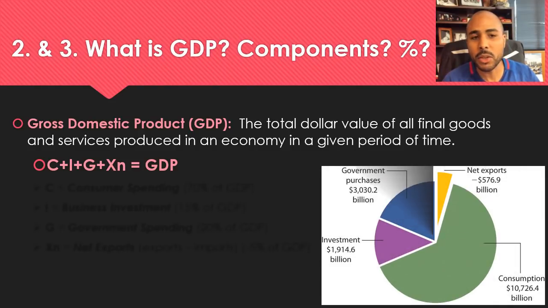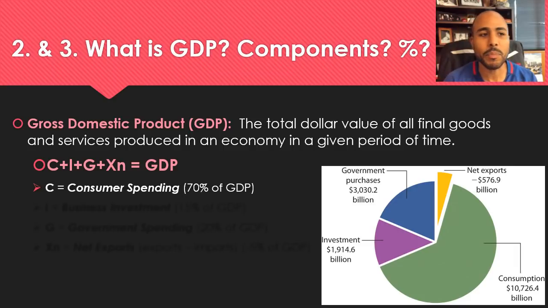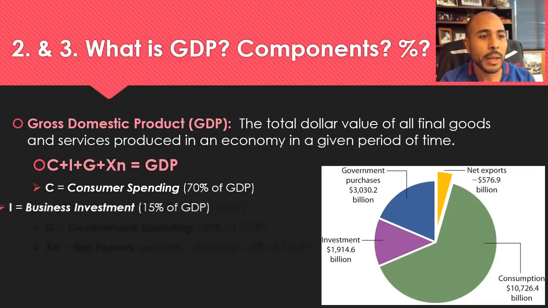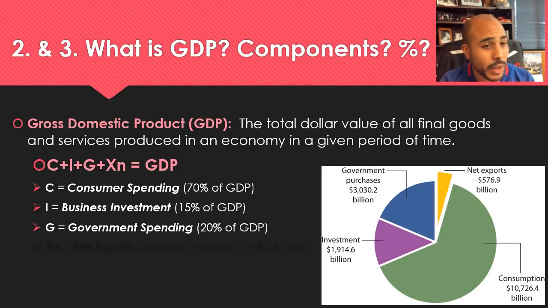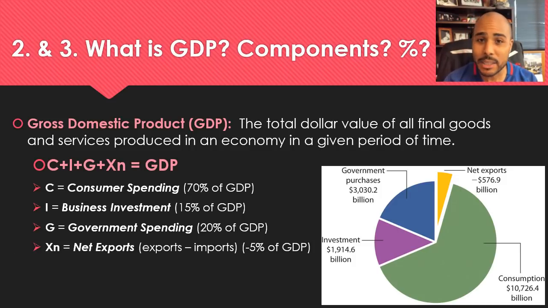Okay? Here's a little pie chart to show you how that breaks down. So consumption or consumer spending makes up about 70% of our GDP. It's the biggest part. Business investment accounts for about 15%. It's pretty big, but it's not the biggest, okay? Now, government spending is slightly bigger than business investment. Government spending accounts for about 20%. And then last up is net exports.